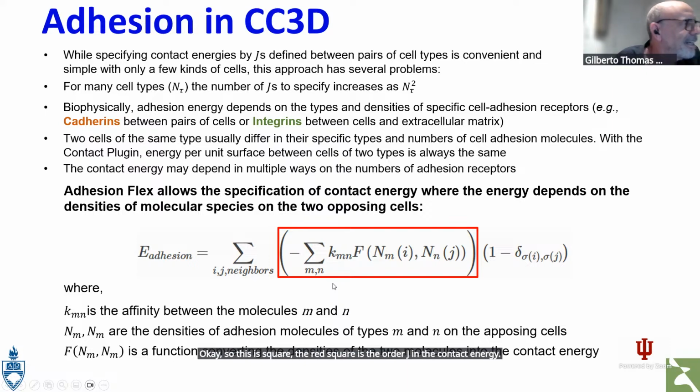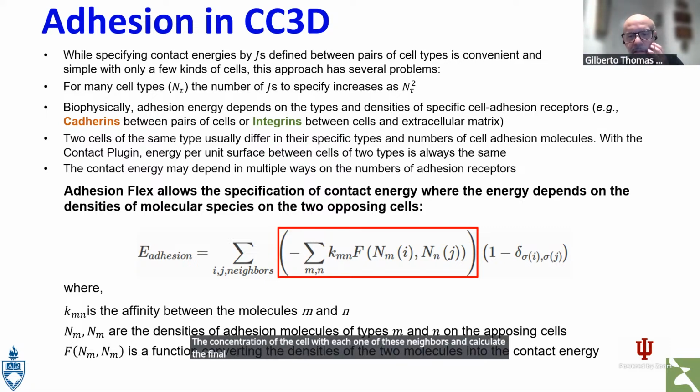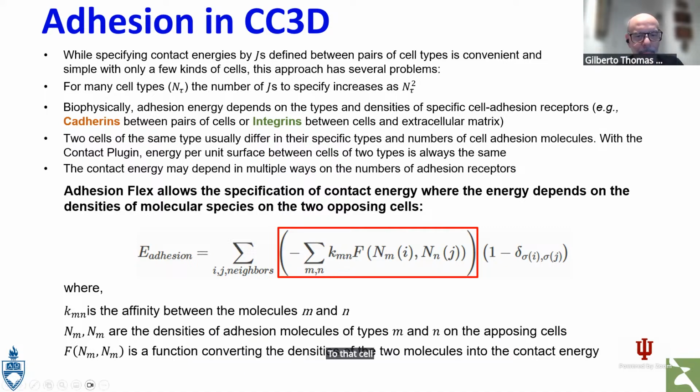We are building the new J in this way. Understood? Any questions? So we take a cell. For each cell, we run over each part of the cell. We run over cell I and J neighbors. We run over the concentration of the cell with each one of these neighbors and calculate the final J to that cell. Well, let's go on.